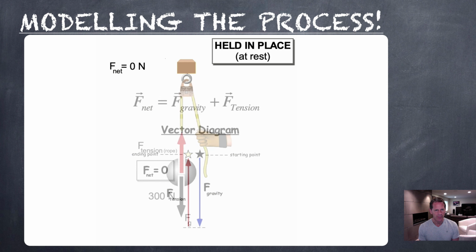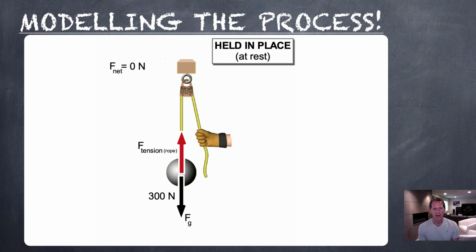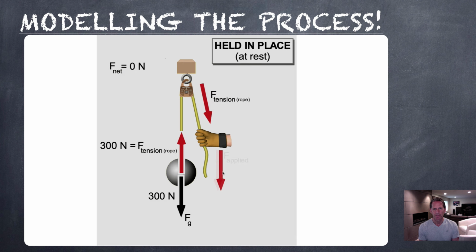So the net force is 0, things are looking good, so now we can apply some mathematics to figure out that the force of tension must be the same as the force of gravity. It must be 300 newtons. Now we know that the force of tension in a rope is the same all the way through the rope, so that means that the force that we have to apply as we pull on the rope must be the same as the force of tension, so we must be pulling with 300 newtons of force.